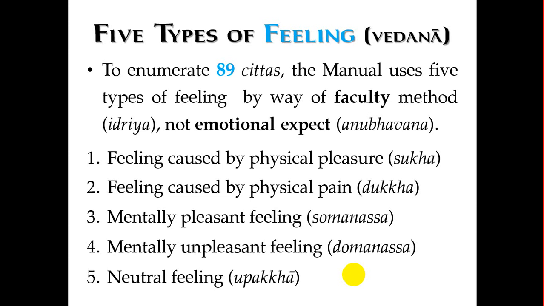Of course, feeling arises continuously. But based on our faculty methods, we have five types of feeling. I think we have to take note of this one. Sukha vedana, dukkha vedana, somanasa vedana, domanasa vedana, upekkha vedana. Even if you do not know the Pali, I think at least in English, right? So we have 54 kamavacara cittas.